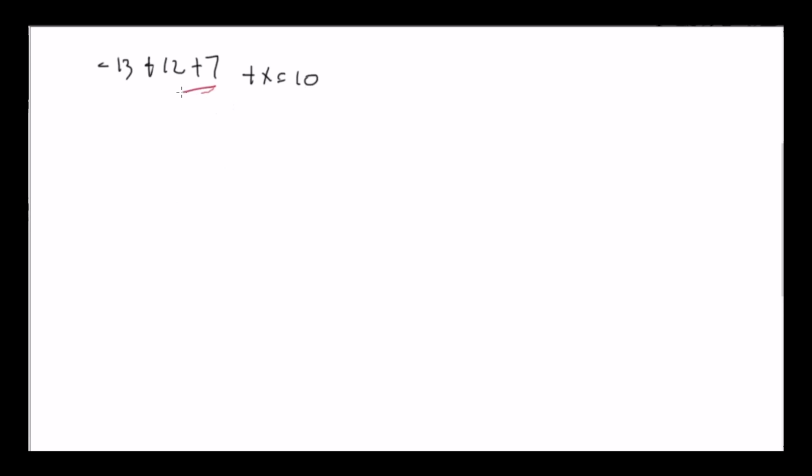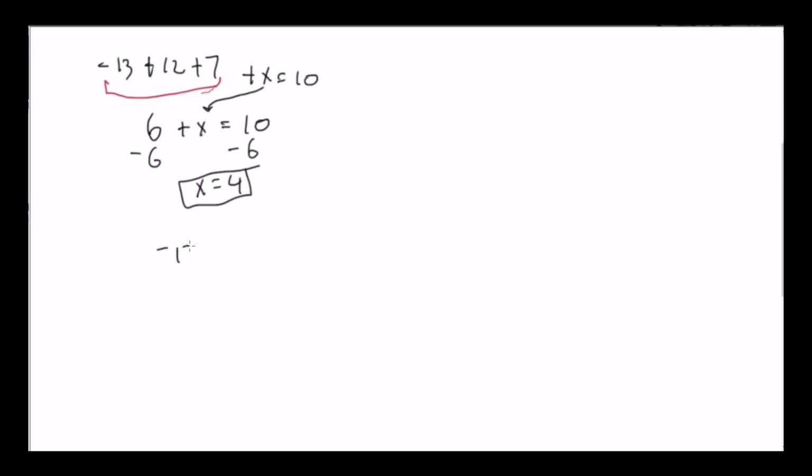So the first thing we're going to do is combine all the constants here. -13 plus 12 is -1 plus 7 is 6. We still have the variable x, and that's a plus x equal to 10. So now all I have to do is take 6 from both sides, and x is equal to 4. How would we test that?